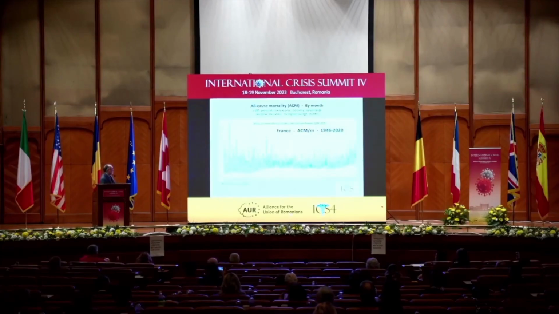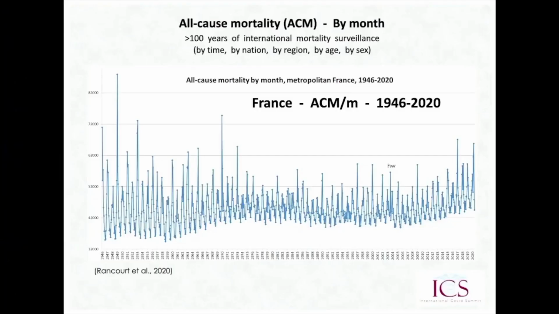And so I want to start the historic record almost 1900. I'll show some data starting in 1900. I want to start really at the beginning of COVID, if you like. Now, all-cause mortality, you're just counting deaths. And this is the case of France from 1946 on, just after the Second World War.